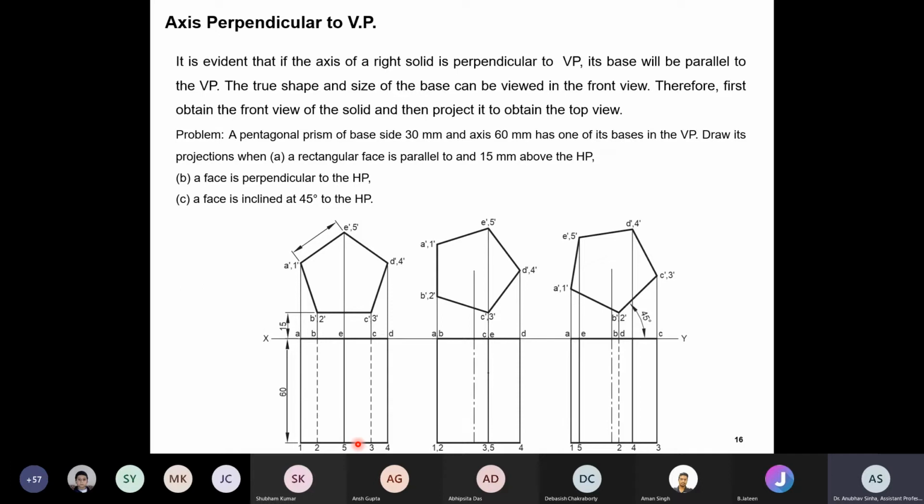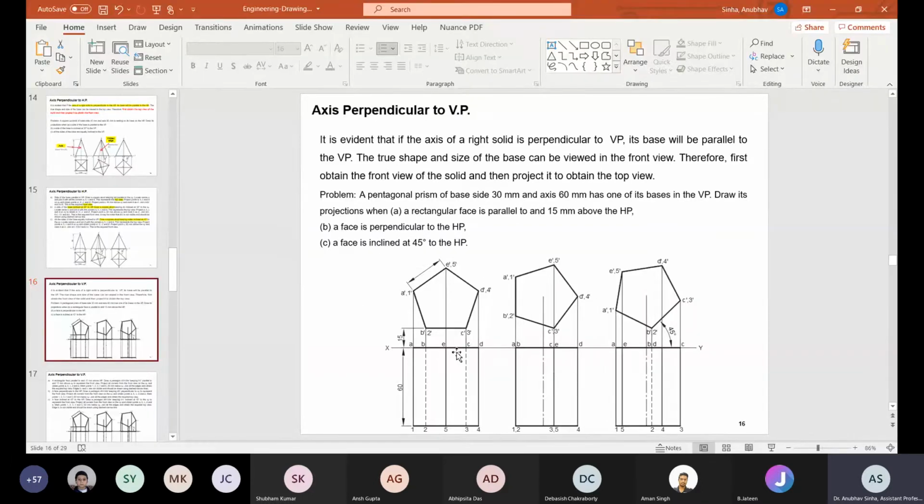Okay, there is one problem with this. I think this is drawn in third angle projection, but we are talking about first angle projection, right? So these lines will be solid. Let me make a correction.